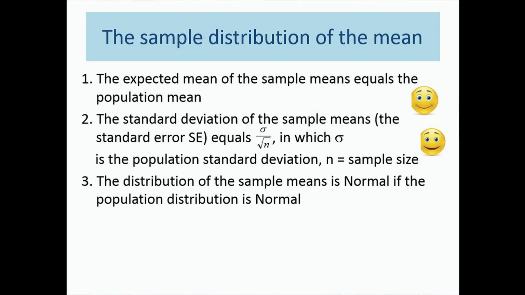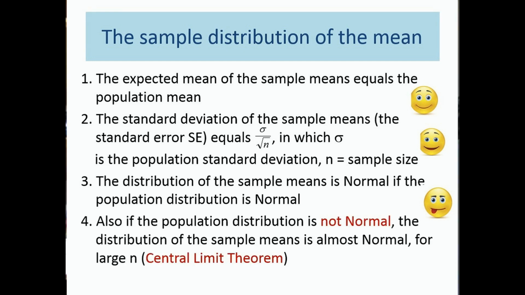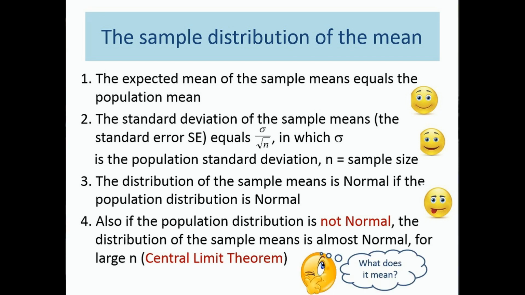If we had originally a normal distribution we sampled from, the distribution of sample means is also normal. I think you're willing to believe that. But also, if the population distribution is not normal, the distribution of the sample means is almost normal for large n. This is called the central limit theorem. And I can imagine you're a bit surprised by that. I will show you an example first.